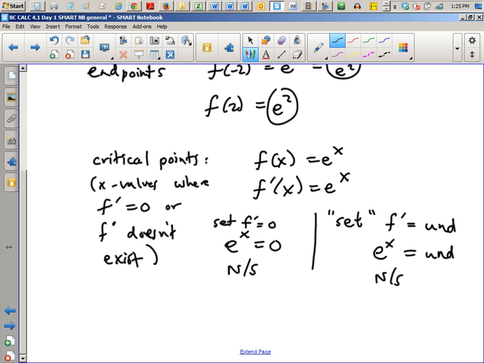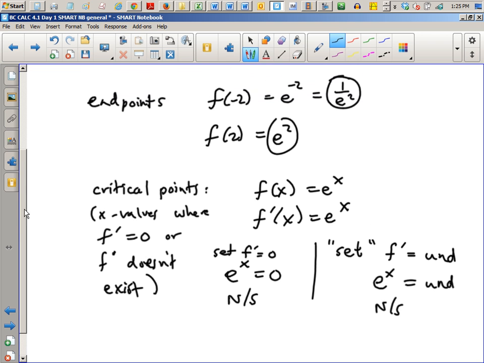You'll never get undefined. You can plug in 1,000,000, -1,000,000, pi, 0, even e. All exponentials have an all real numbers domain. That means you can plug anything you want in. This should never happen. Okay? And this should never happen. So we just have no more candidates. Both of these are dead ends. That means our original candidates, these guys up top, are the actual answers.